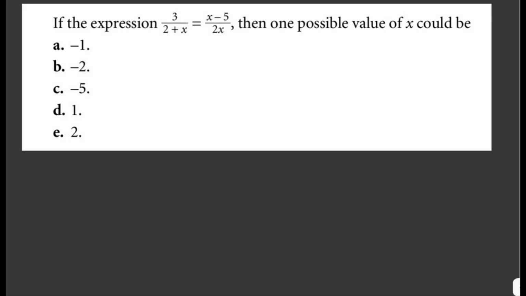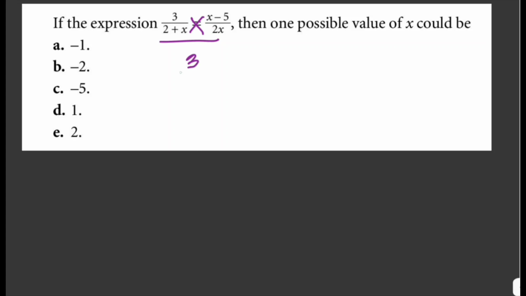If the expression 3 over 2 plus x equals x minus 5 over 2x, then one possible value of x could be. Alright, we're given here this expression and we solve for a possible value of x. Now to solve for any possible values of x, we cross multiply. We simplify both sides of the expression.